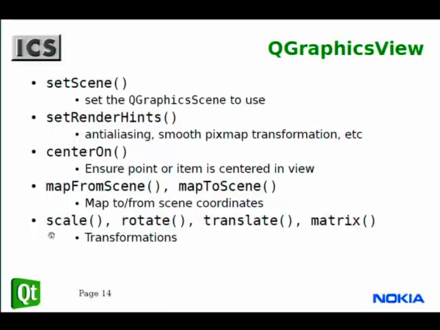And then we have high-level transform methods: scale, rotate, and translate. These help you zoom, rotate, map over to a different coordinate system. And you can get the transformation matrix of your view at any time by just calling matrix.